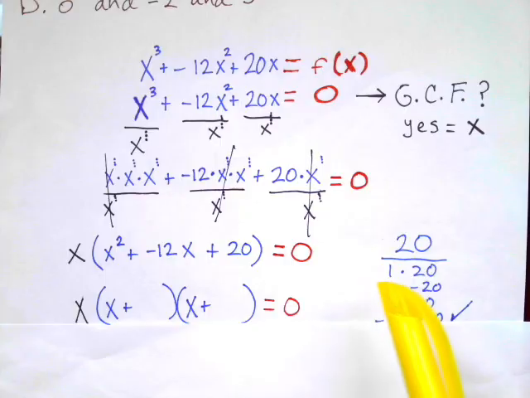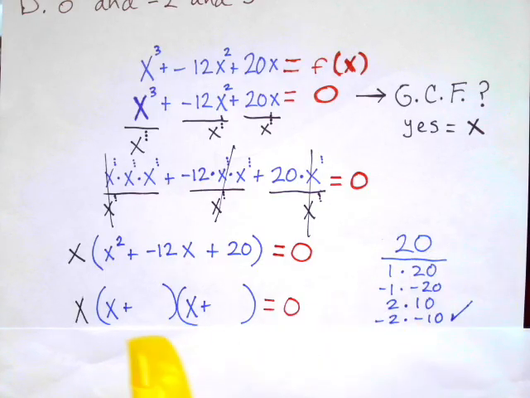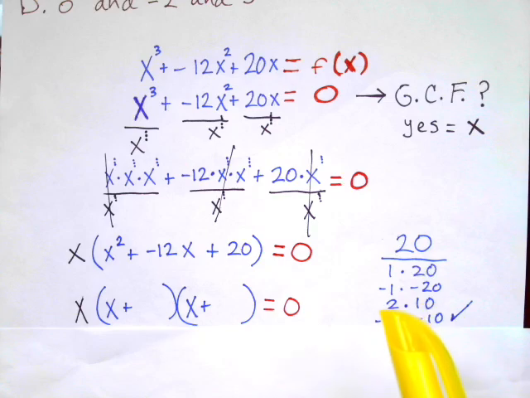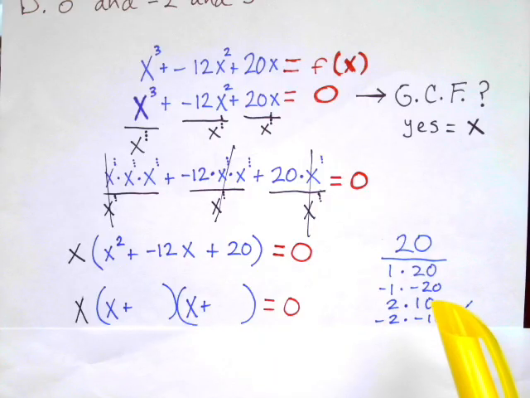So I'm going to set up my factor tree right here. I'm looking for 2 numbers that multiply to 20 but add up to a -12. Well, 1 times 20 is 20 but adds up to 21. -1 times a -20 gives me a +20, but that adds up to be a -21. 2 times 10 is 20, but that adds up to be a +12.